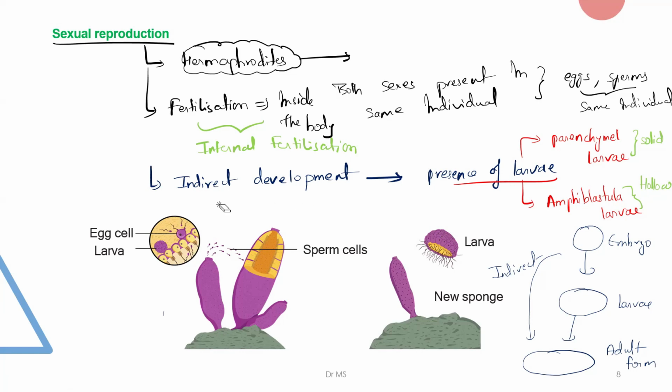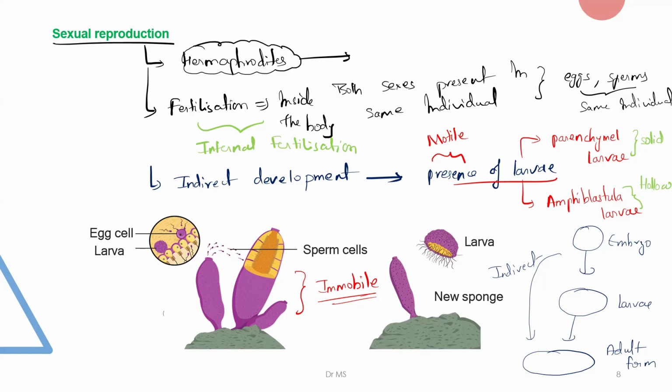And the development is indirect development, where a larva stage is involved. Okay. And remember, this larva stage is a motile structure, and the adult one is immobile. So that's also a very important thing you notice here. Here there is a larva stage present, which is motile. And the adult form, if you see, is non-motile, immobile. Notice this. Is that clear?